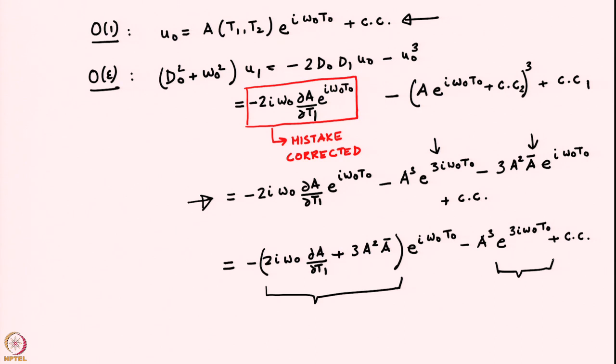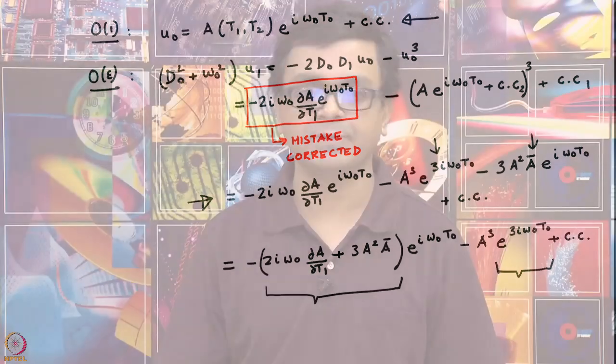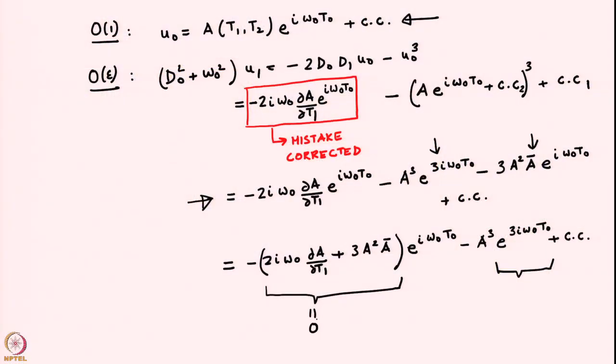This is a solution to the homogeneous equation, d0 squared plus omega 0 squared into u1 is equal to 0. So we have to set this term equal to 0 to eliminate resonant forcing, and this will give us an equation for capital A as a function of T1. Let us solve that equation.